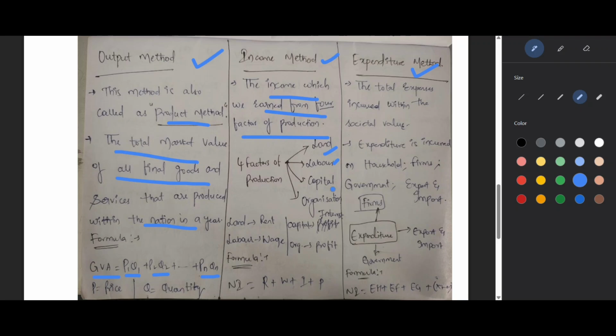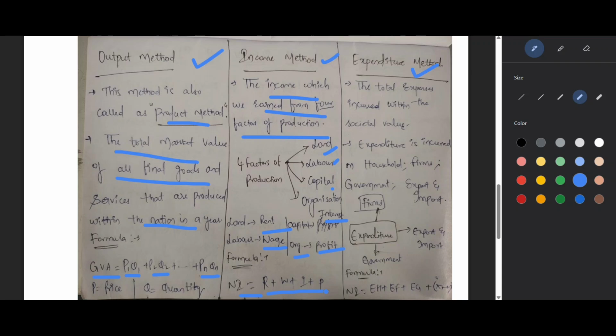From land, we will generate rent. As the labor is working, he will generate income in the form of wage. If we give capital, you will get the income in the form of interest. And if you start an organization, you will get the income in the form of profit. So the formula for calculating income method is national income is equal to R plus W plus I plus P, where R stands for rent, W for wages, I for interest, and P for profit.